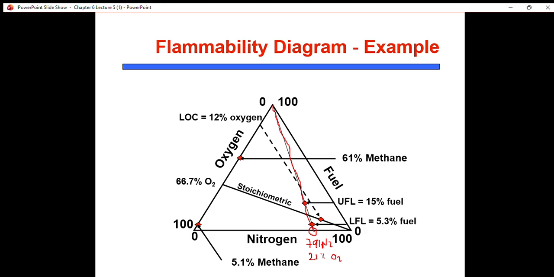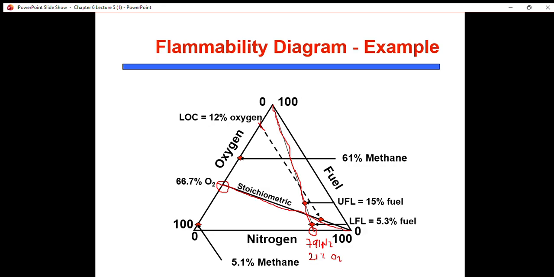Now we're going to look at the stoichiometric line, and we calculated where the location of this point is, which is 66.7. So we're going to draw this line as well. Now we have a few other pieces of information. The first is the LOC, which is 12% oxygen. So I know by default that it will start here, but I will know where it touches by drawing the other point.